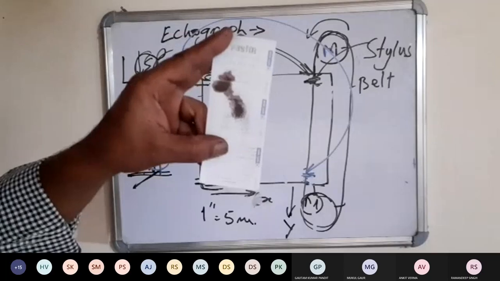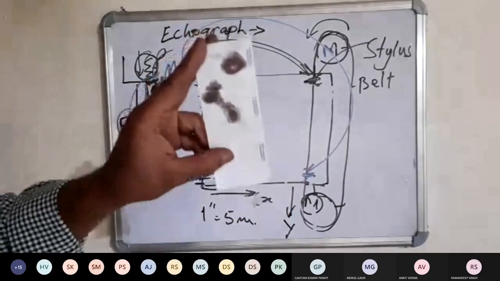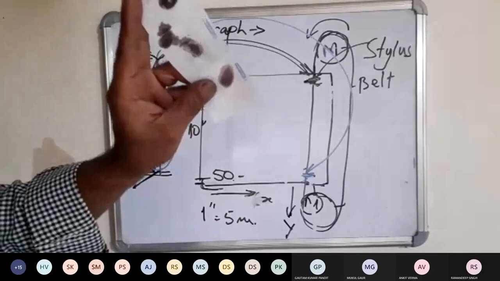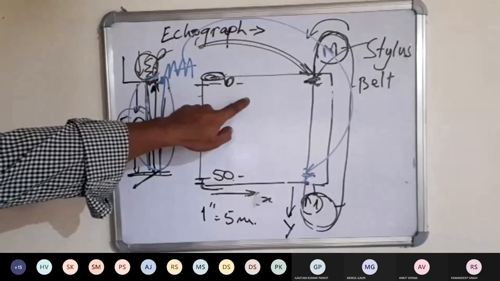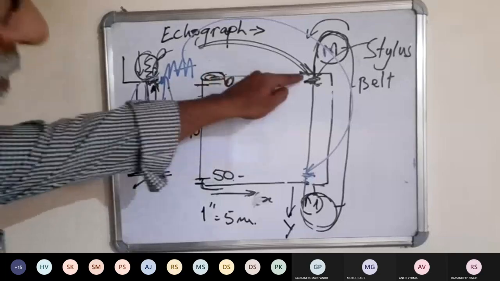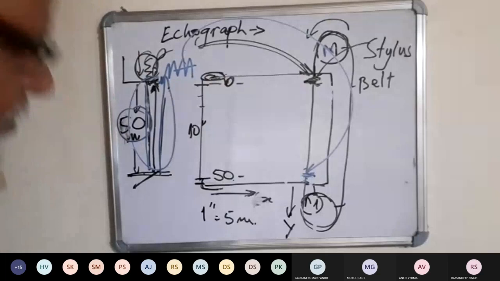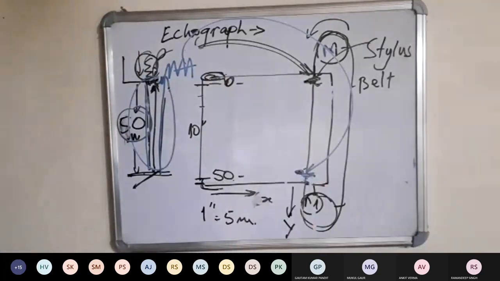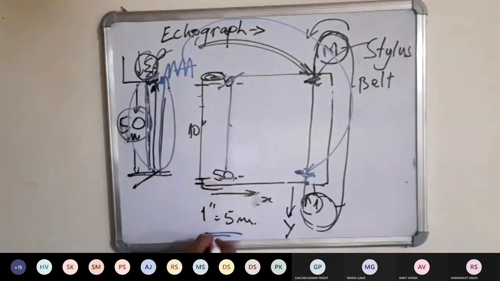It is thermally coated paper. Whenever there is heat, it becomes black. So similar kind of paper is there for the echo sounder. When it is becoming hot, there is black marking on this. That means this scale was 1 inch is equal to 5 meters. From here to here, 10 inches was 50 meters.